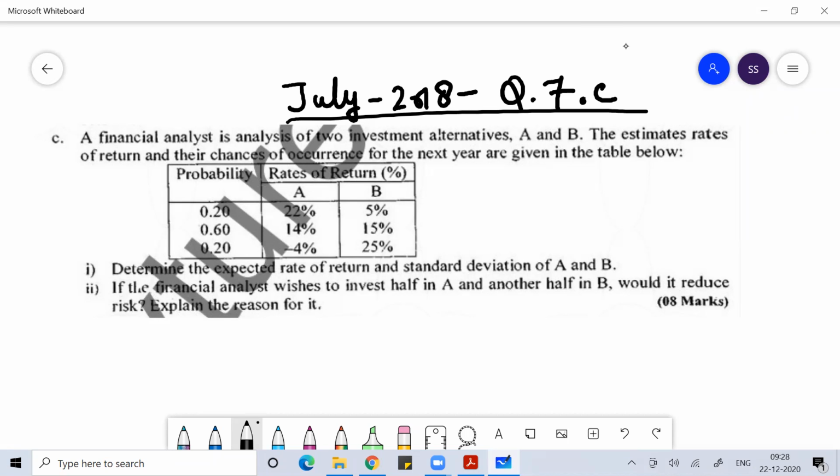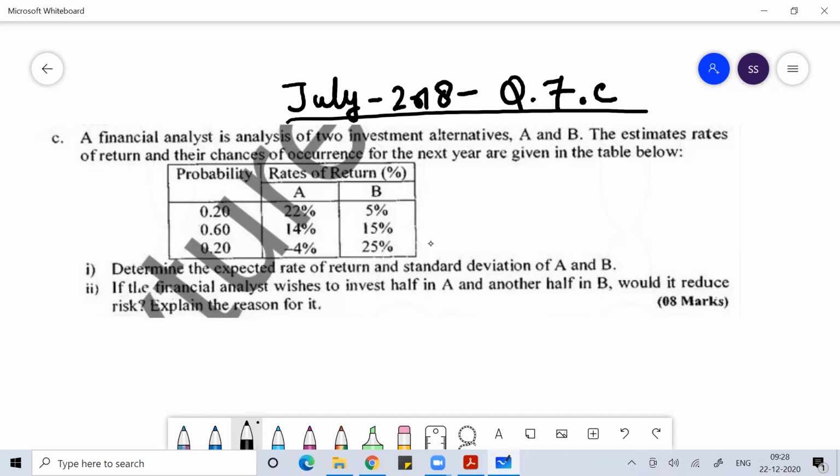The question is like this: there's a financial analyst, and the financial analyst is analyzing two investment alternatives A and B. The estimated rate of returns and the chance of occurrence for the next year is given to you in terms of probability. Okay, everyone, what you have to determine is the expected rate of return and the standard deviation of A and B.